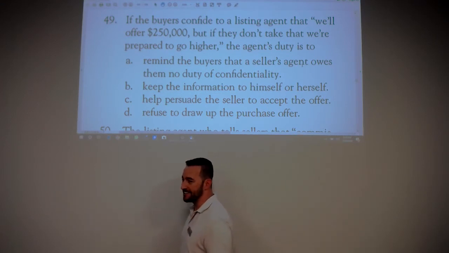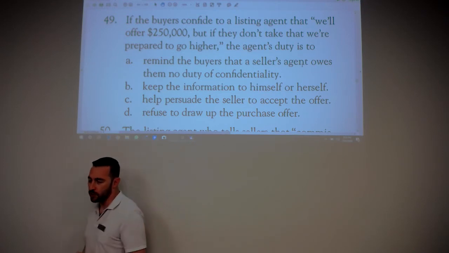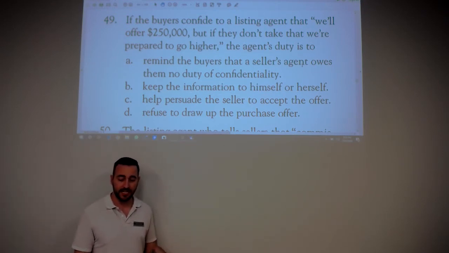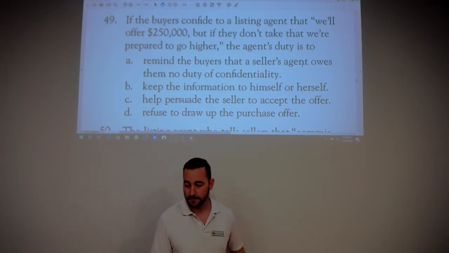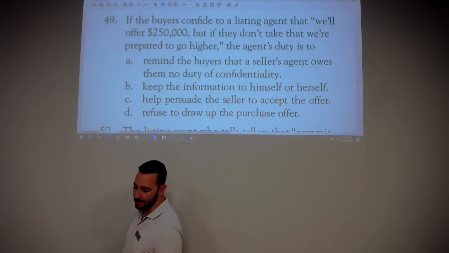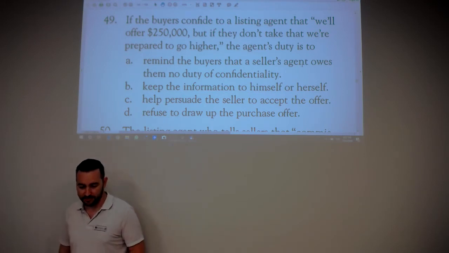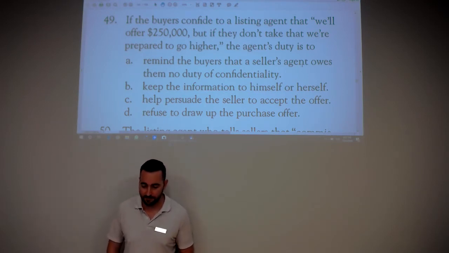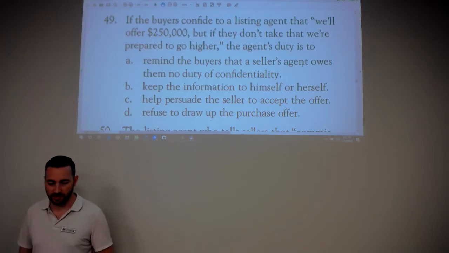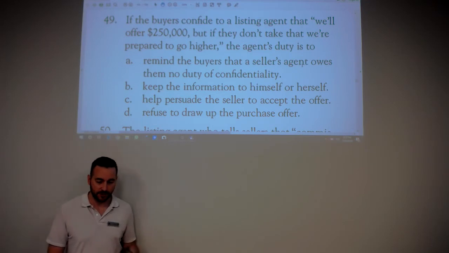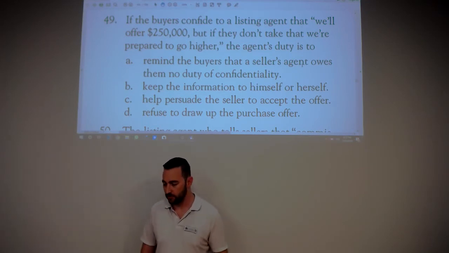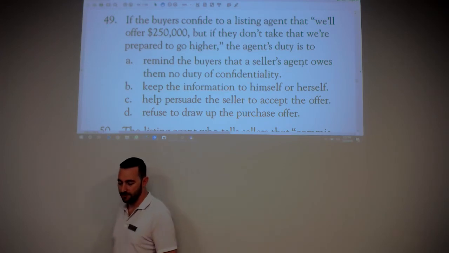If the buyers confide to a listing agent that they will offer $250,000, but if the seller doesn't take it, they're prepared to go higher, the agent's duty is to do what? A, remind the buyers that a seller's agent owes them no duty of confidentiality. B, keep the information to himself or herself. C, help persuade the seller to accept the offer. Or D, refuse to draw up the purchase offer. I say C.